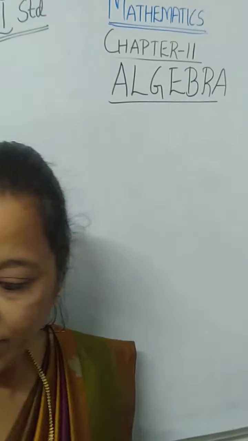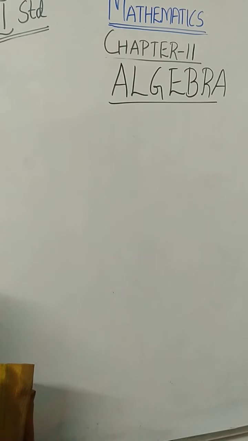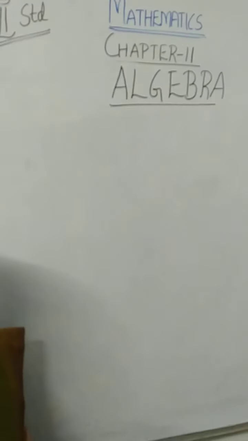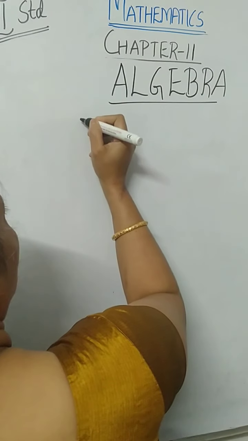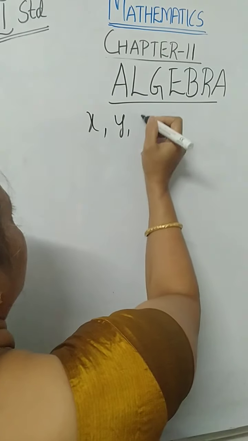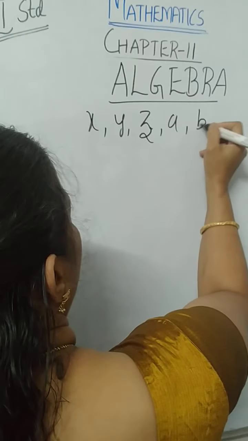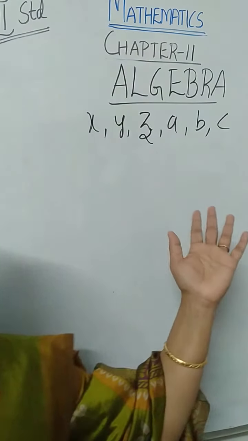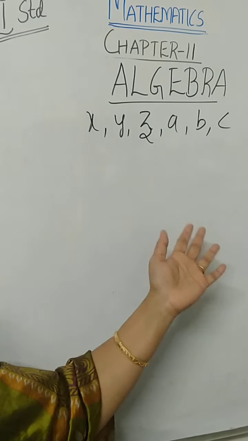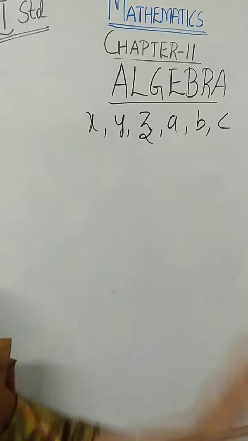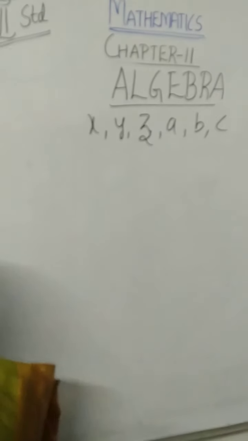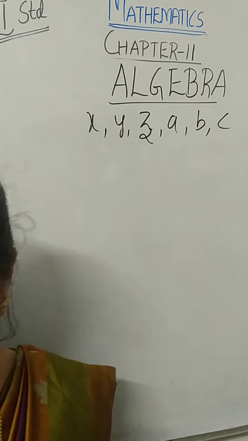Algebra is nothing but a branch of mathematics. As you have learned about geometry, it is another branch of mathematics, that is algebra. Algebra deals with the use of letters, that means alphabets like X, Y, Z or A, B, C, anything like that. We use these letters to write the rules and formulas in a general way. So what is algebra? Algebra is a branch of mathematics where we use letters. Okay? Let us learn more about this.